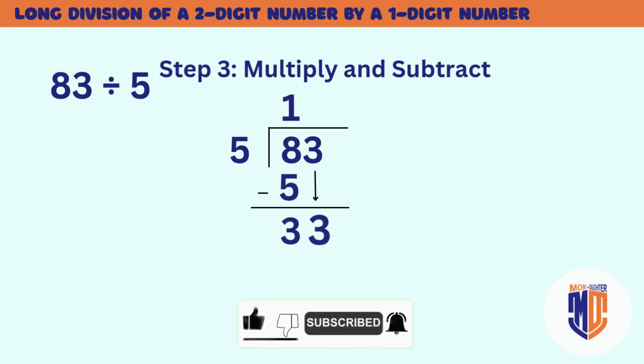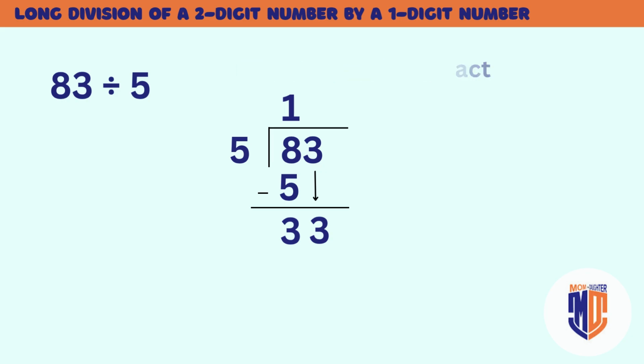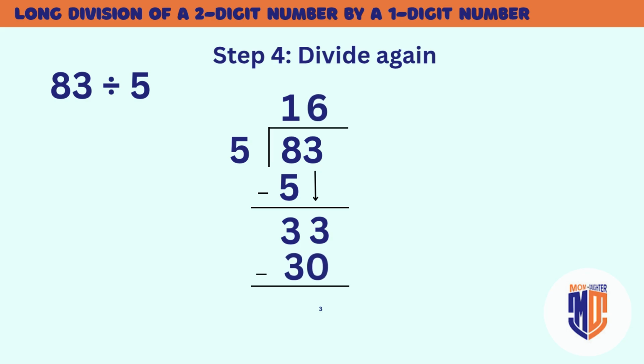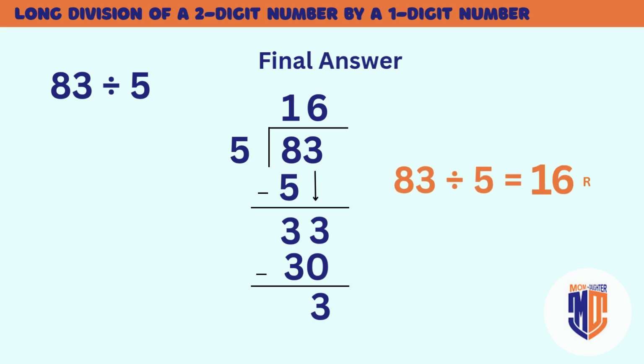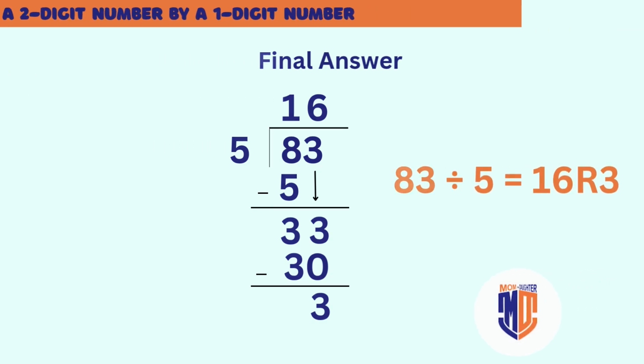Bring down the 3 to make 33. Step 4. Divide again. 5 times 7 equals 35. Too big. Use 6. Multiply and subtract. Final answer. 83 divided by 5 equals 16. Remainder 3. 16 with a remainder of 3.